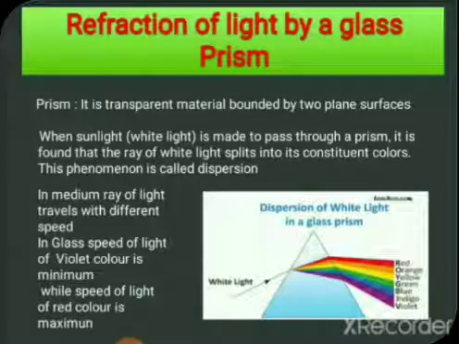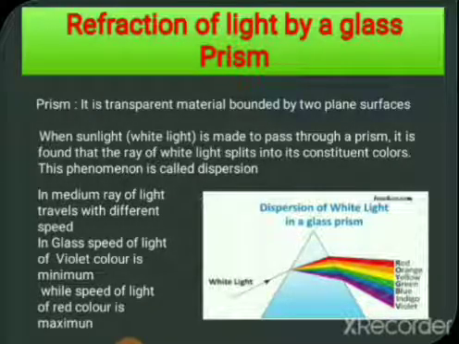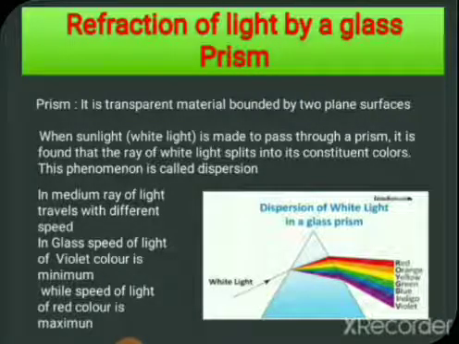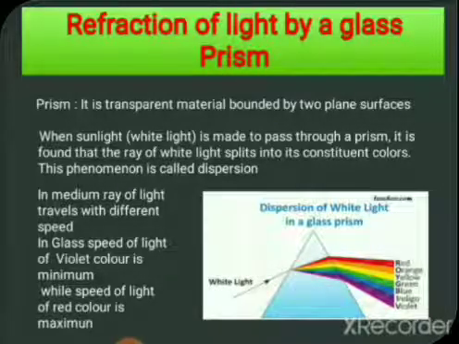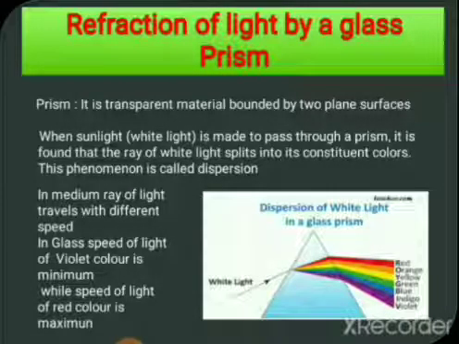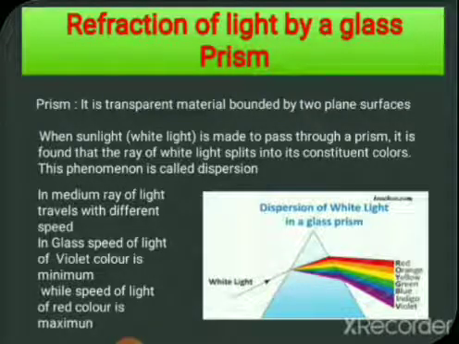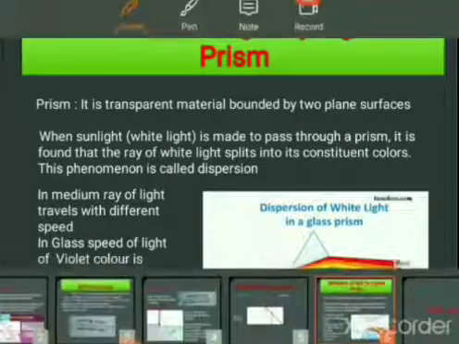This color pattern is known as VIBGYOR. V stands for violet, I stands for indigo, B stands for blue, G stands for green, Y stands for yellow, O stands for orange, R stands for red. This is dispersion of light. From now onwards, always remember white light consists of 7 colors. This has been proved by Isaac Newton.